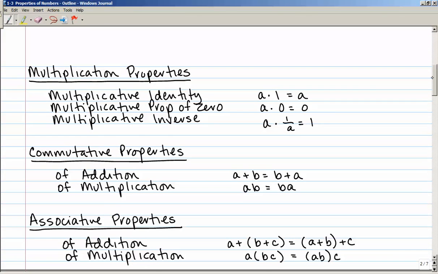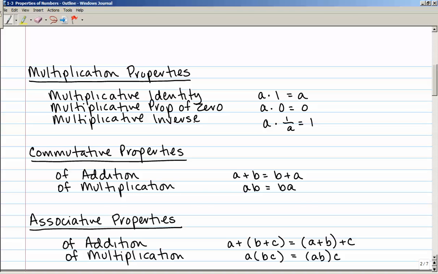We have three multiplication properties: multiplicative identity, property of 0, and inverse. The multiplicative identity says that A times 1 is equal to A. Any number times 1 is equal to itself. If you multiply a number by 1, you get the identical number back. The multiplicative property of 0 says A times 0 equals 0. Anything times 0 is equal to 0.